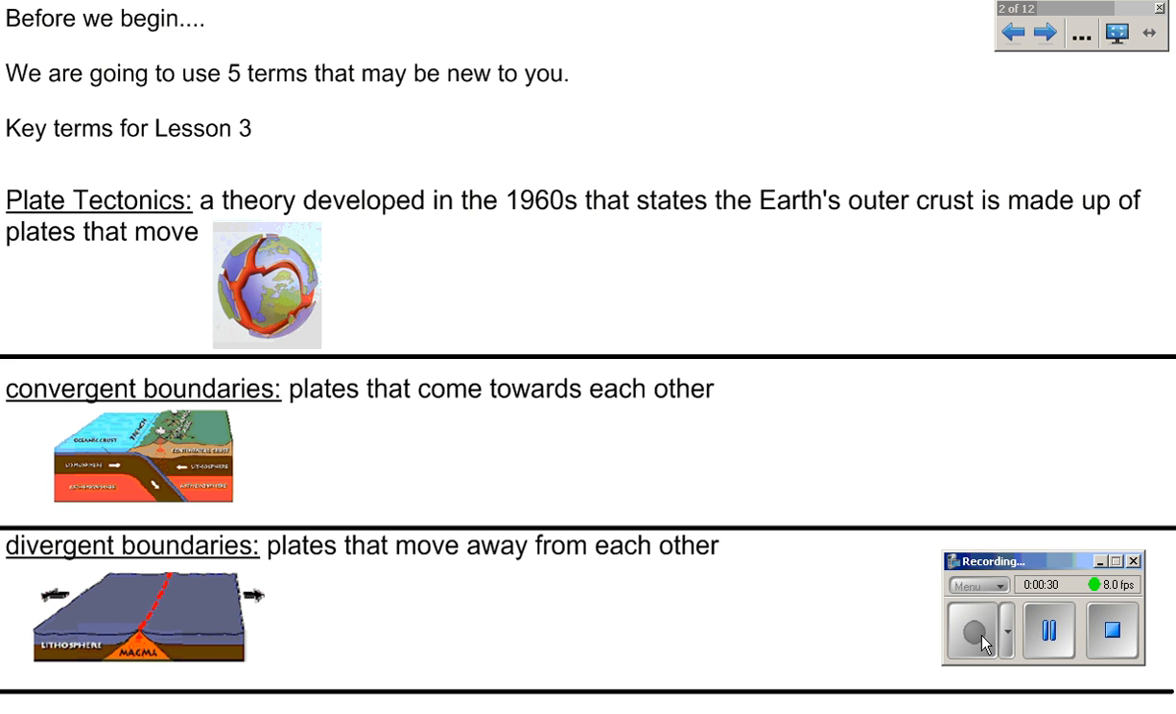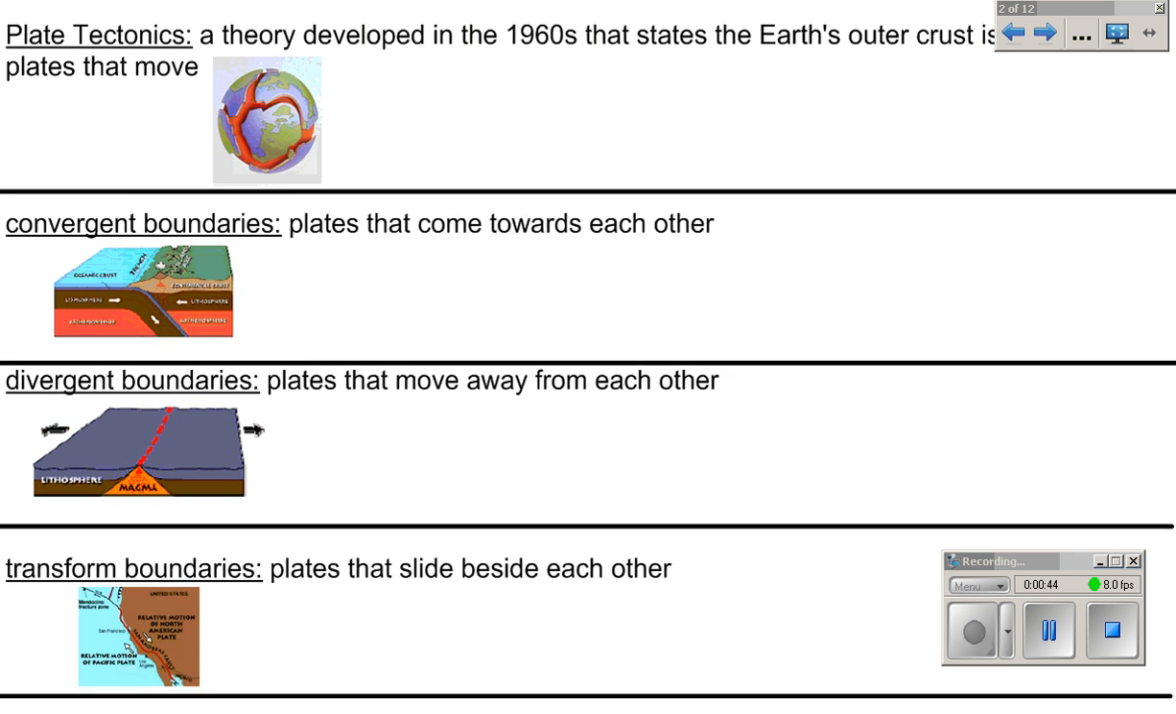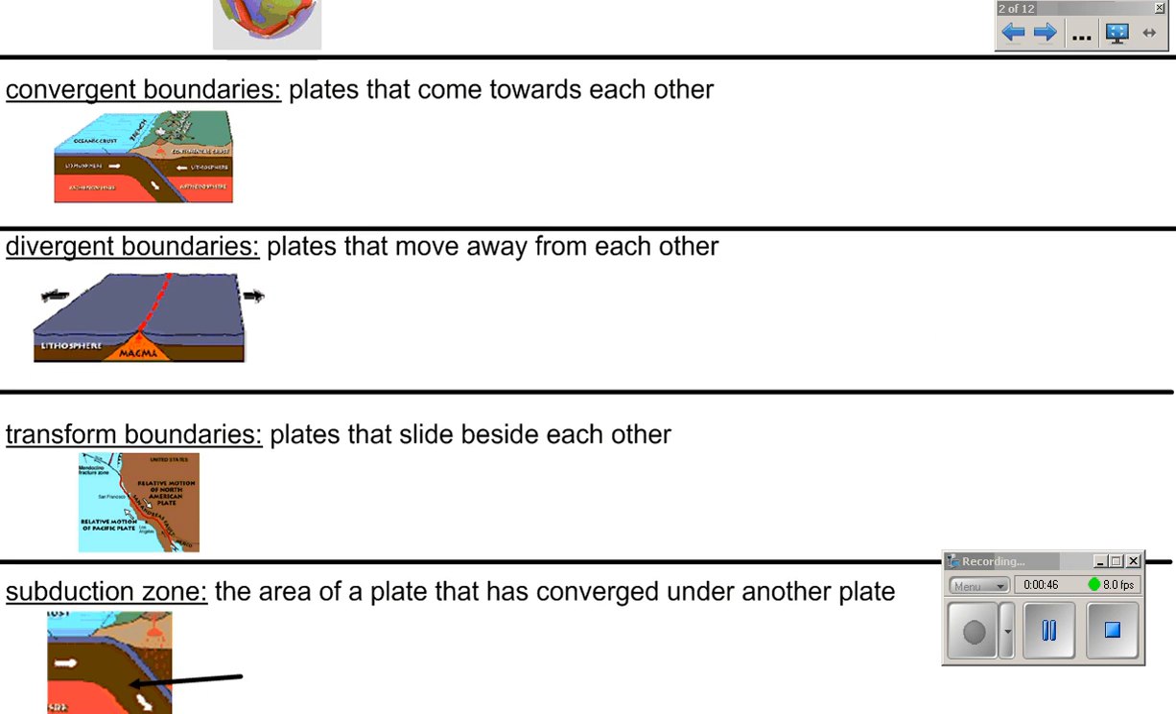The next 3 terms describe the way plates move. Convergent boundaries, plates that come toward each other. Divergent boundaries, plates that move away from each other. Transform boundaries, plates that slide beside each other.